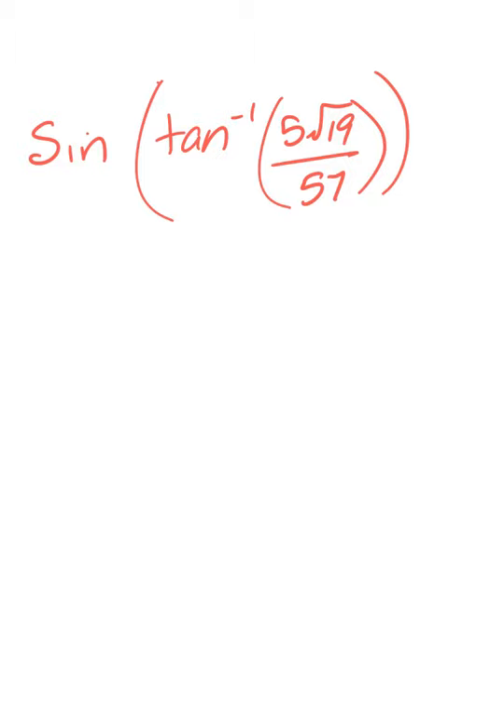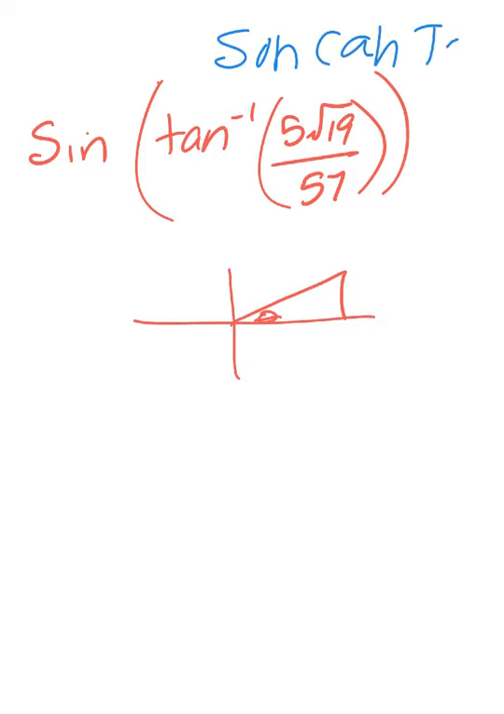So, who has a tan of 5 root 19 over 57? Since it's positive, we're going to draw it in the first quadrant. Theta always comes out of the center. SOHCAHTOA is spelled that. And this is tangent. So this is opposite over adjacent. Everybody understand that? We have to find the hypotenuse because they want the sine of that angle.